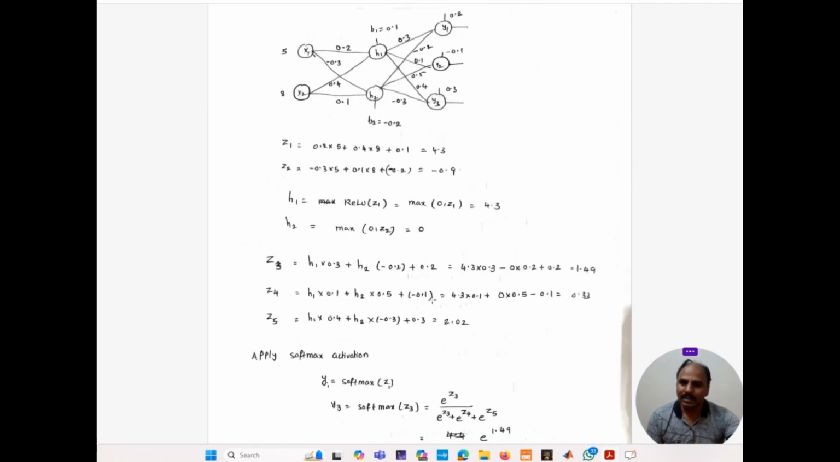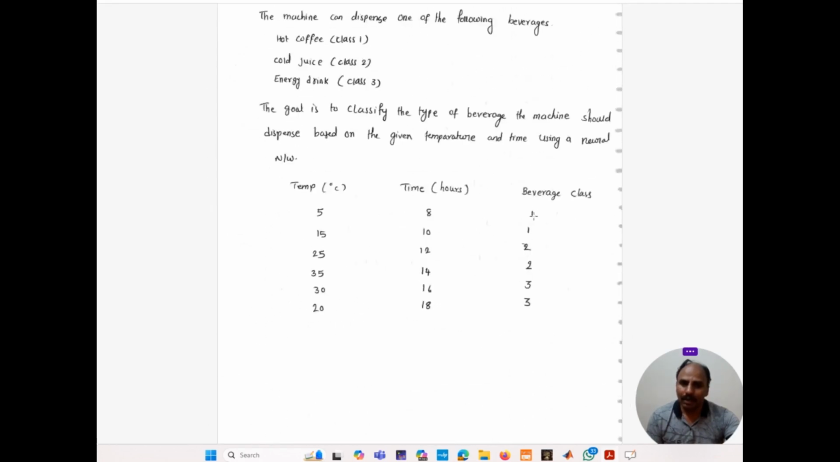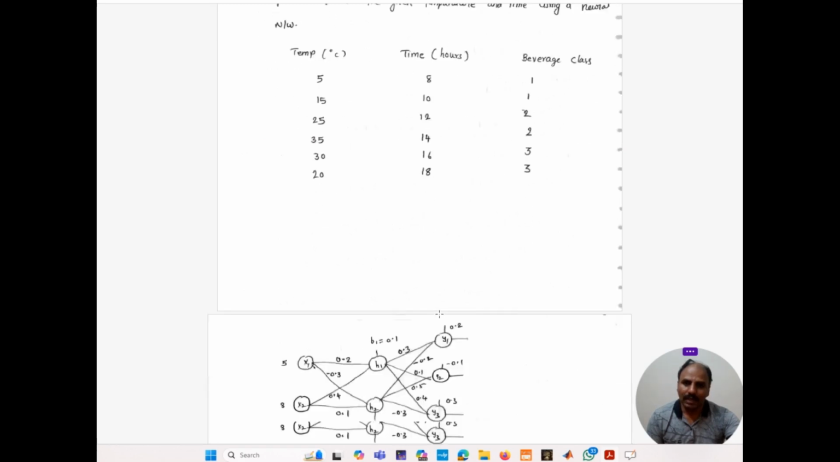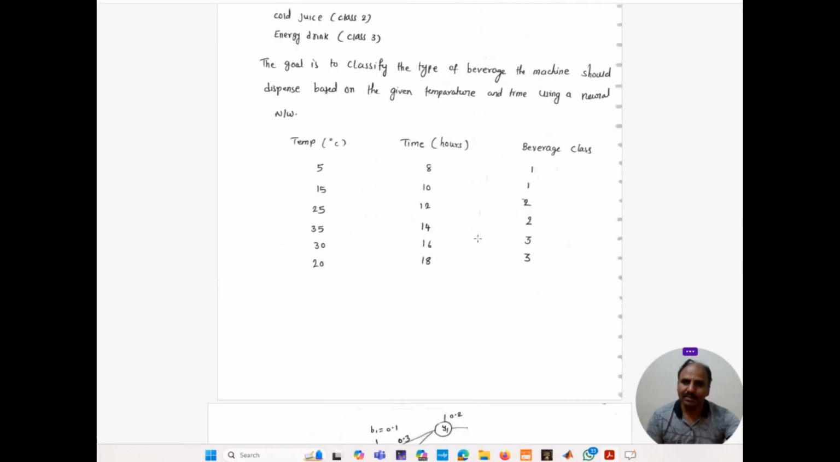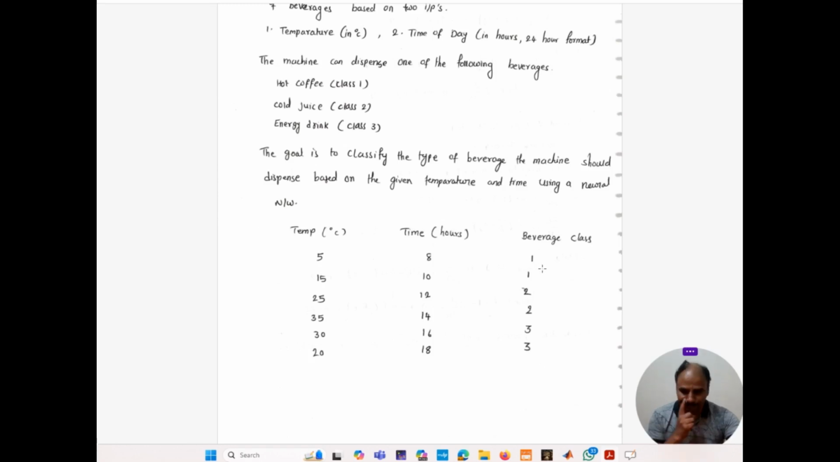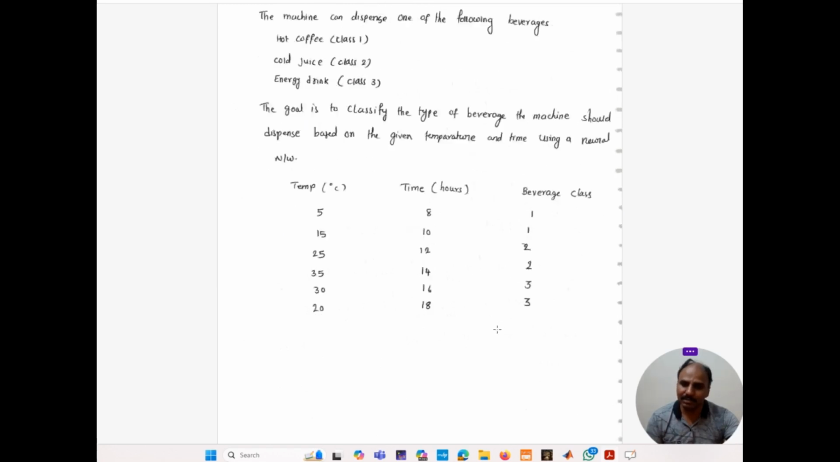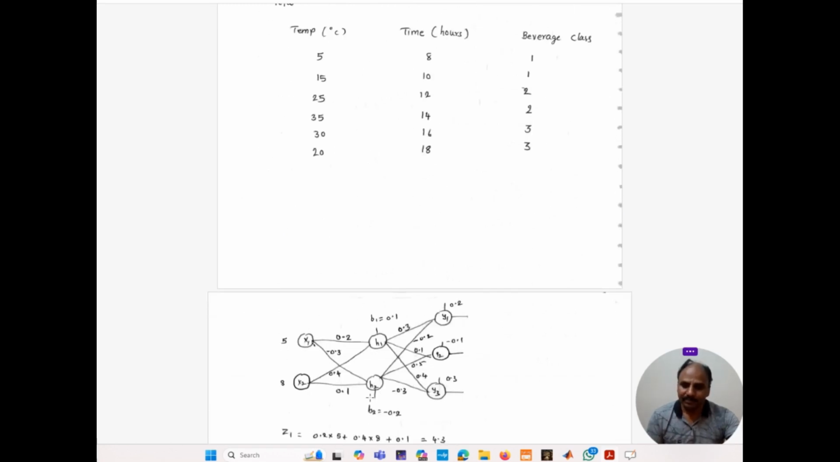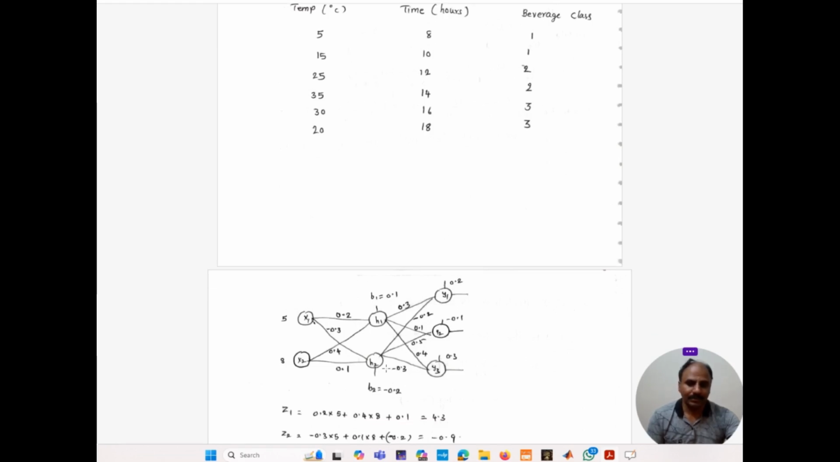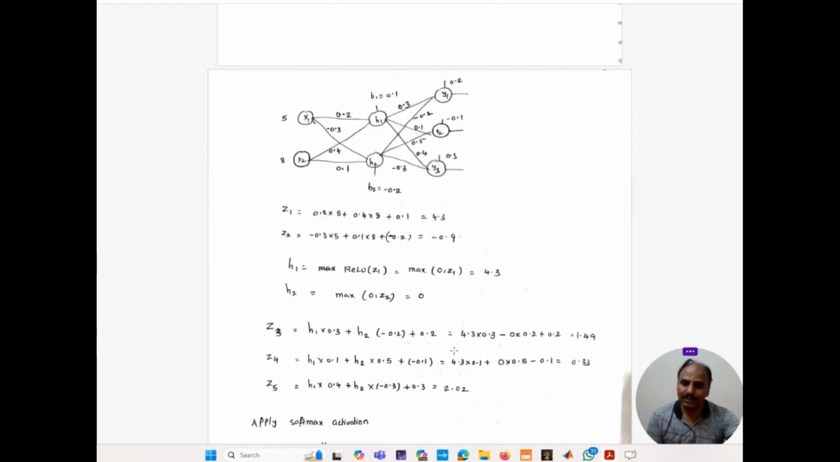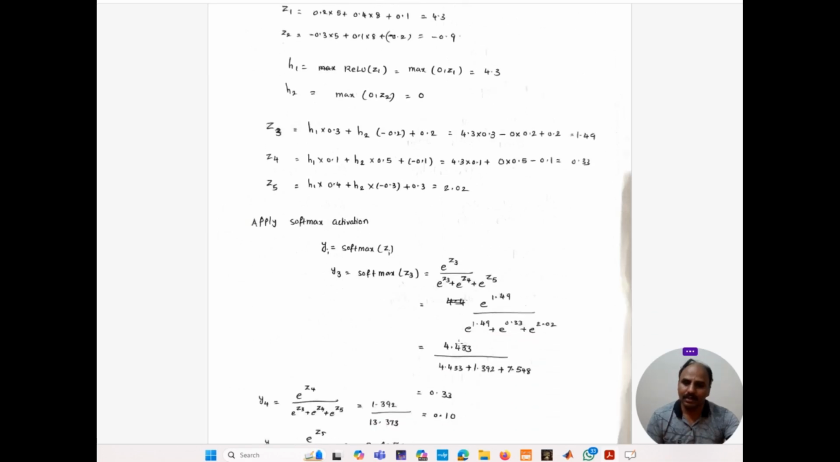But actually, coming back to the problem, what we have to get is: the temperature is 5 and the time is 8, so our class is the hot coffee. But what we have obtained, this third one, is the energy drink. So this is an incorrect answer. Where did we make the mistake? We took the weights and biases as initially random values. These weights and biases need to be updated to reduce the loss function. So first we have to find the loss of this problem.